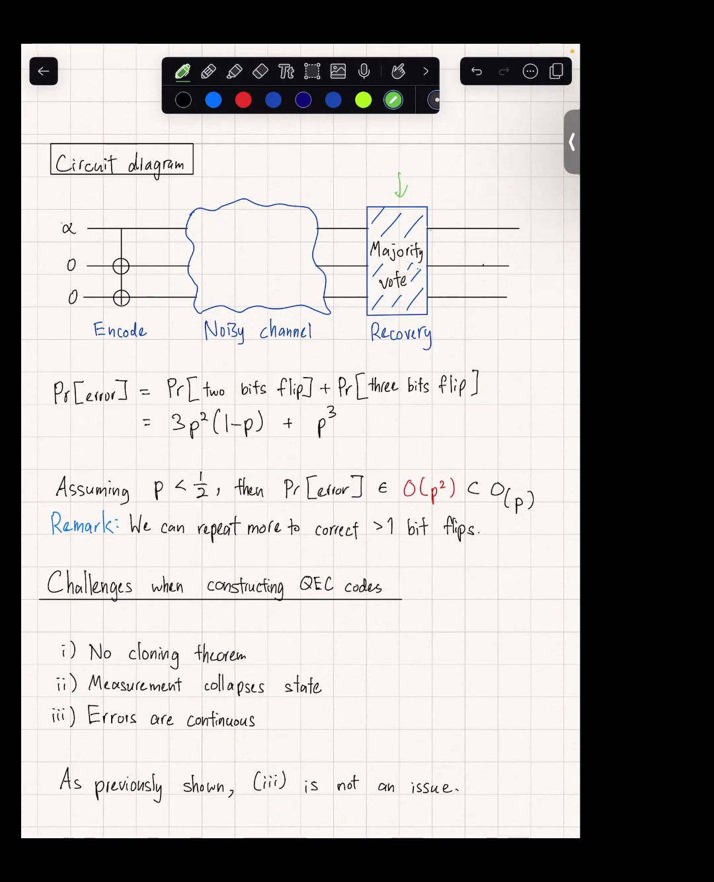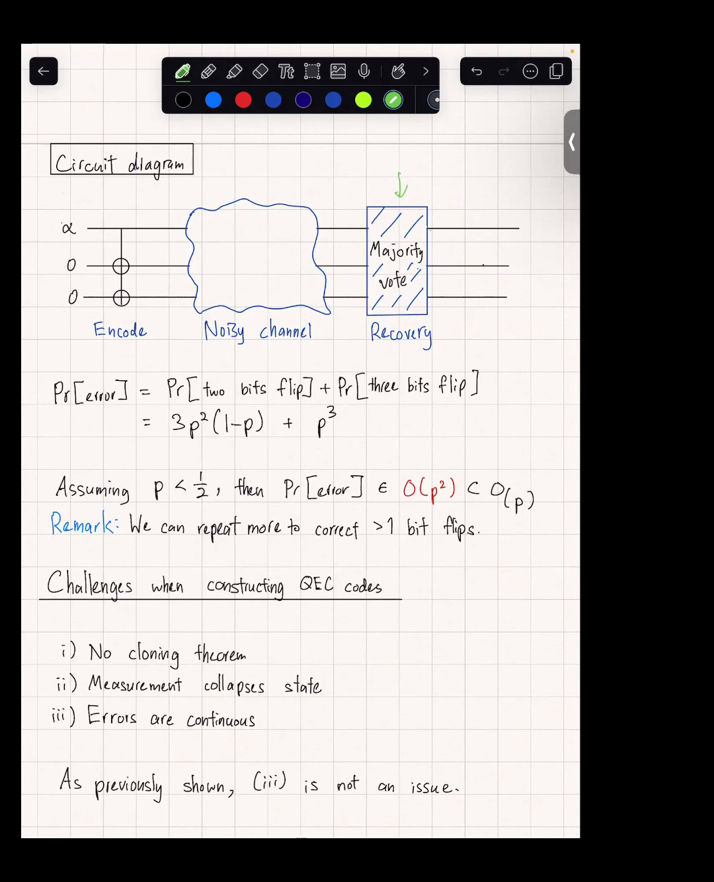And if we wanted to correct more than 1 bit flip, or if we wanted to reduce the probability even more, we can repeat even more times. So instead of using 3 bits, we could use 5, 7, and even more bits. We could also concatenate this code to form larger codes. And this idea of concatenation will be very helpful later on in one of the quantum error correcting codes that we present. So that's the review for classical repetition codes.